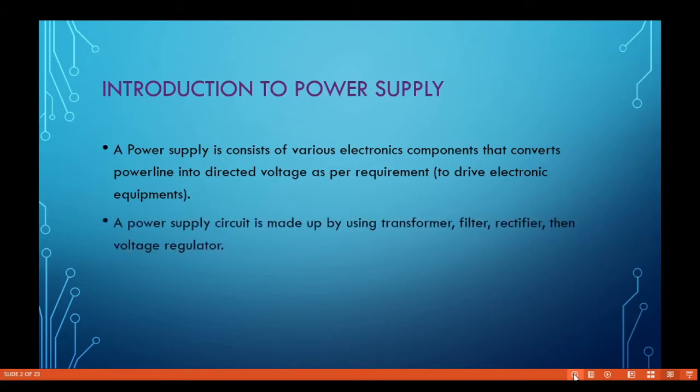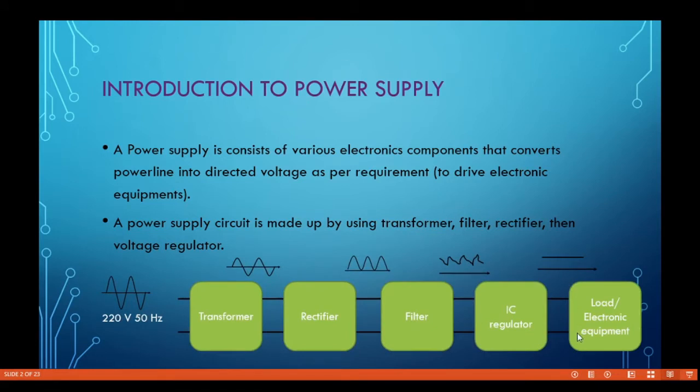A power supply circuit is made up using a transformer, filter, rectifier, and then a voltage regulator. These are the most important components of the power supply. This is how a power supply is generally built up, using these components.